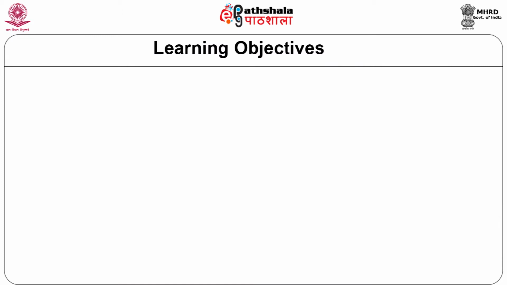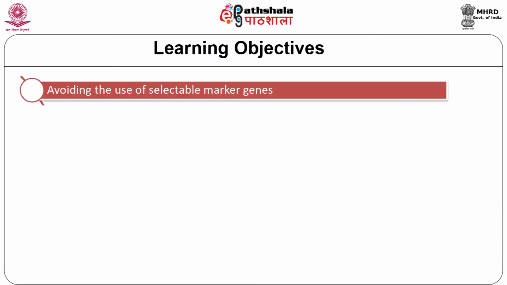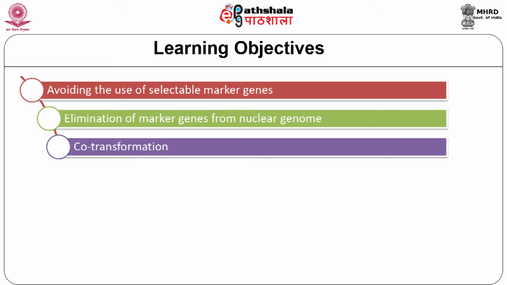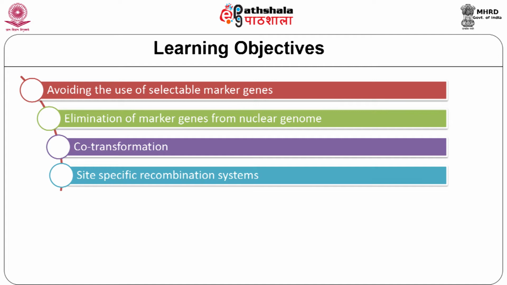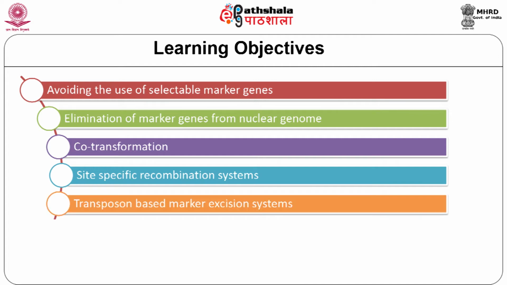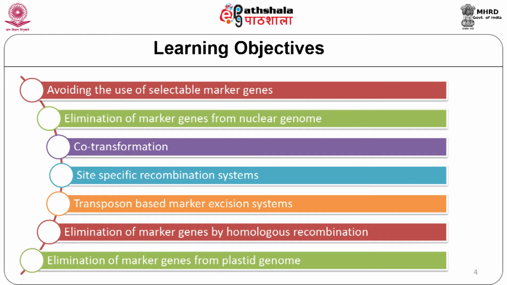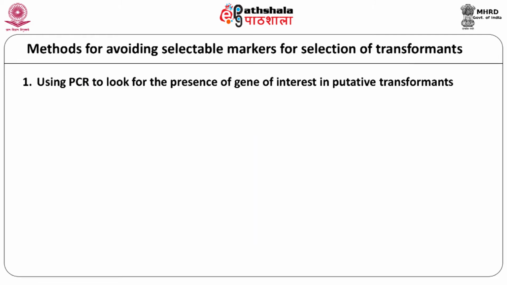The learning objectives of this module are: avoiding the use of selectable marker genes, elimination of marker genes from the nuclear genome, co-transformation, site-specific recombination systems, transposon based marker excision systems, elimination of marker genes by homologous recombination, and elimination of marker genes from the plastid genome.